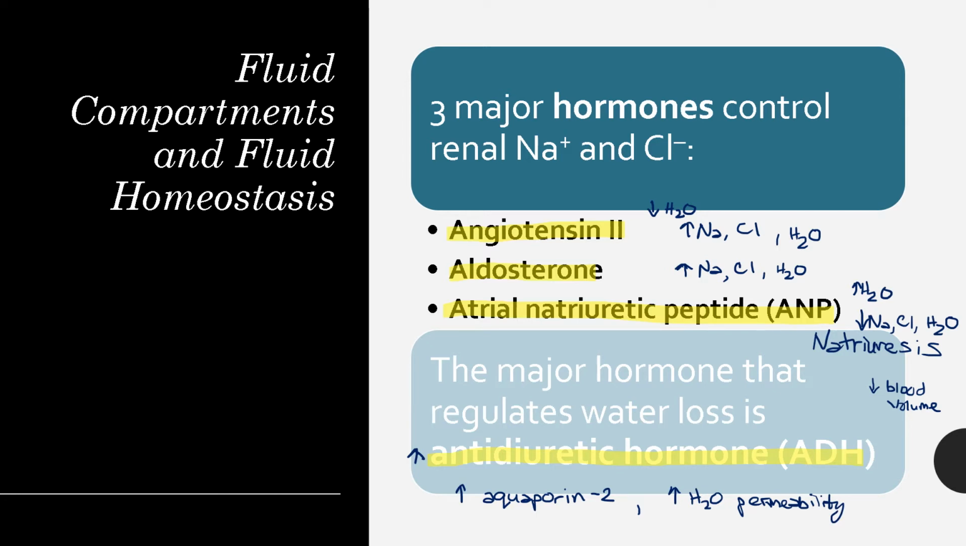So this increase in water permeability is going to increase water reabsorption. So we're going to be holding on to more water and not getting rid of as much water in our urine. So instead of a very dilute urine, when we hold on to a lot of water, the urine is going to be more concentrated because the urine contains less water.